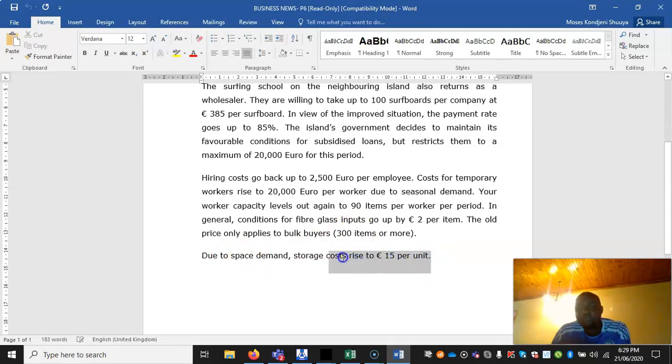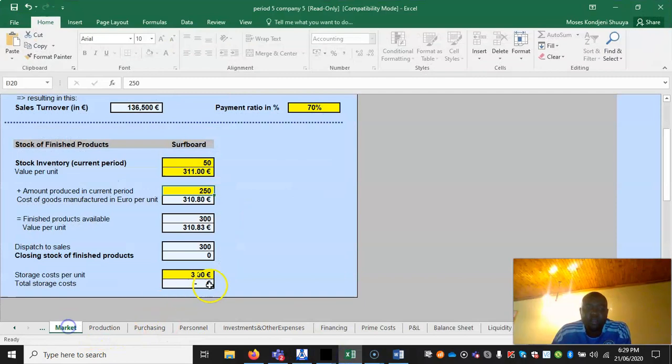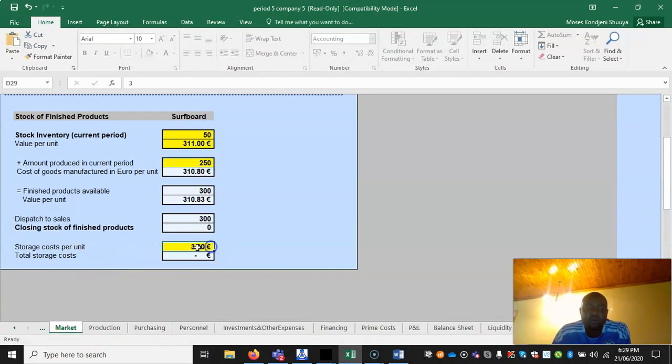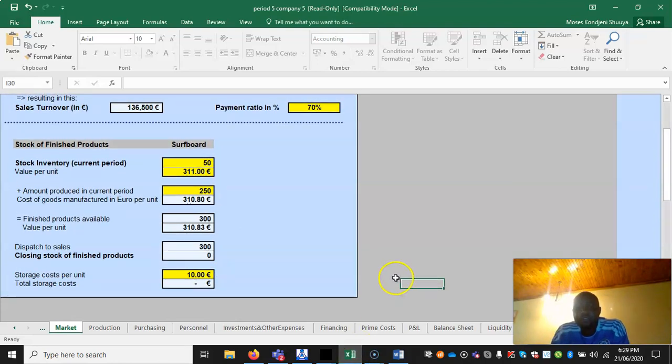The storage cost for finished goods also is increased because of the space demand in the market. That one should be under market. Like these guys, they were already messing up here. It was not 3, but it was 10. But now it's going up to 15. So that's the explanation of the news for period 5.